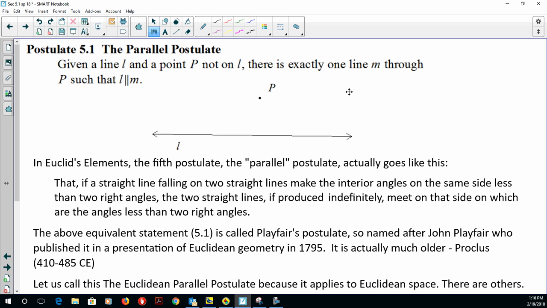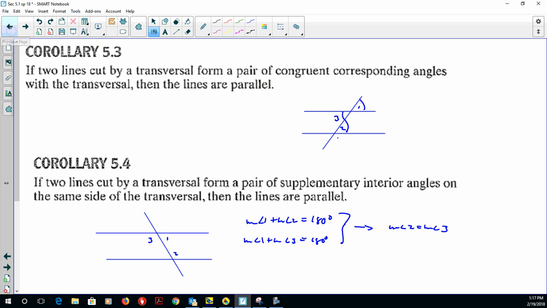Now, this is not exactly how Euclid said it. Euclid said it a little more strangely, and I've got an English version of it here. It wasn't written in English, of course. A straight line falling on two straight lines, this is a transversal, makes interior angles on the same side less than two right angles. The two straight lines meet on that side, which are the angles less than two right angles. So it's saying something like, if these two things add up to less than 180, then those lines are going to have to intersect.